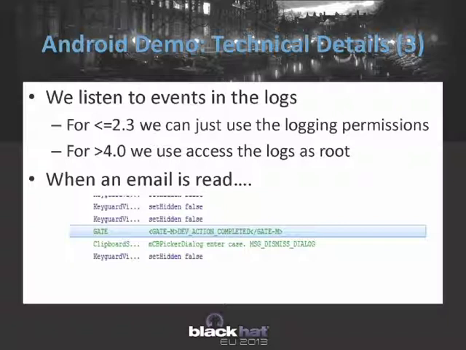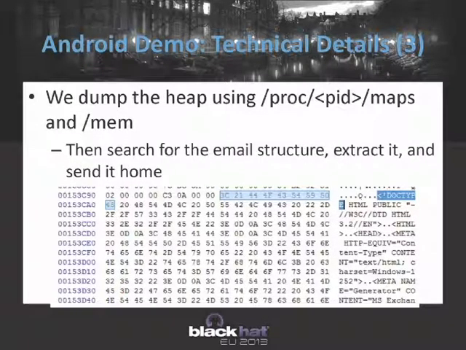For ICS, we needed root because they hardened the permissions on that, whereas for Gingerbread and earlier, just getting the correct permission will allow you to get the logs for all the applications. Then the only thing we need to do is access the heap for Good for Enterprise. This is done by accessing the proc maps or proc mem file, and then we just need to parse their memory structure for where the email is found. We extract it out, and then just send it home to our command and control server.